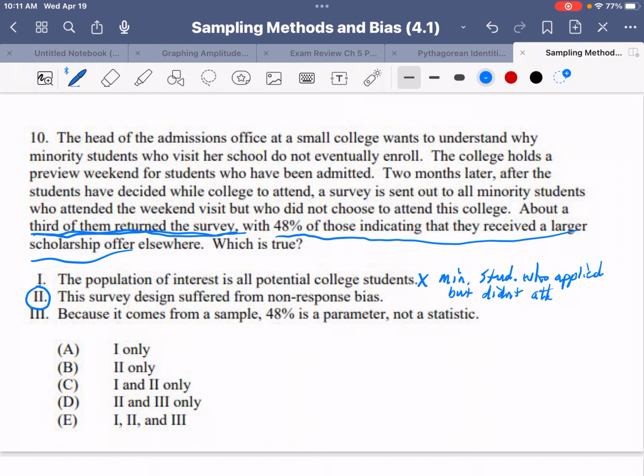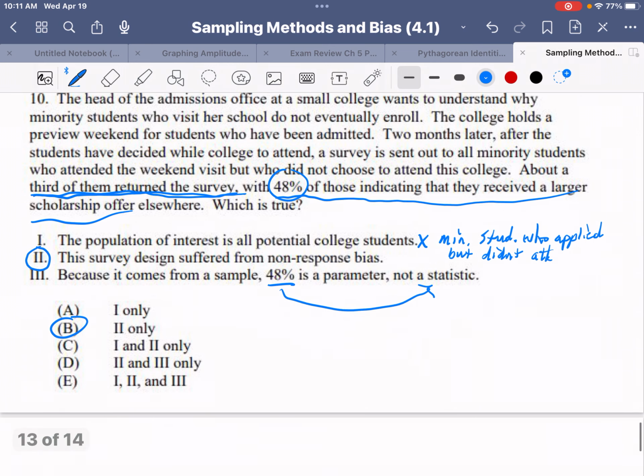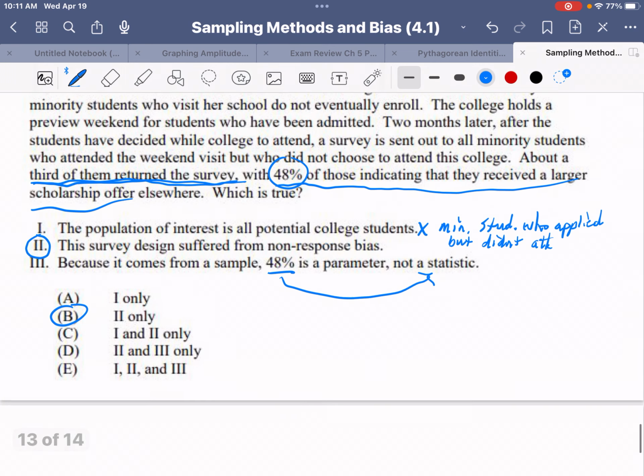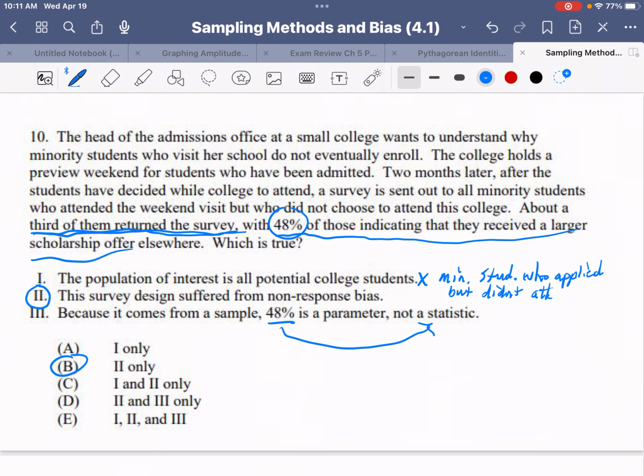Absolutely. Because it comes from a sample, 48% is a parameter, not a statistic. No, that's backwards. Because it comes from a sample, 48% is a statistic, not a parameter. A parameter is a population value. 48% is a sample value. So it looks like 2 only is the correct answer. So hopefully this video kind of helps jog your memory of all the terminology from this first part of chapter 4.